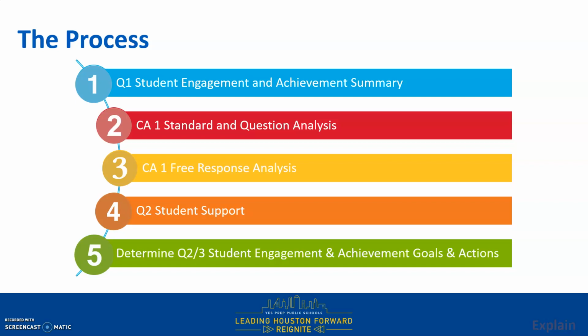So we're going to look at 5 things. The first is student engagement and achievement. The second, we're going to do a more in-depth standard and question analysis, then free response. Then we start to look at individual populations of our students and identify student support needs. And then we are going to name goals and actions that we'll take in the upcoming weeks to ensure that we are growing and improving student outcomes.